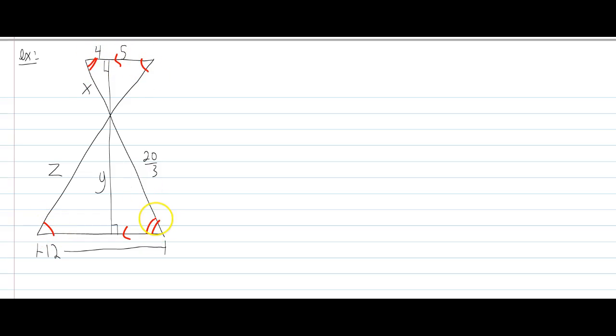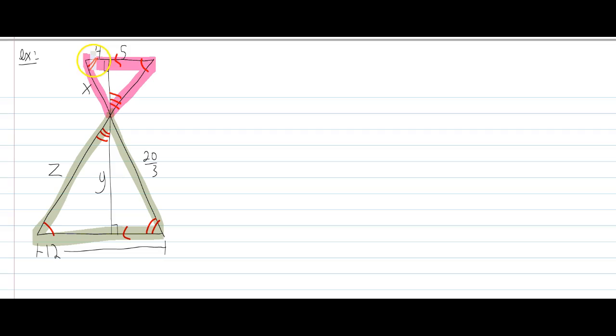So I can put some markings to show those angles are equal. Vertical angles are equal to each other. In other words, I have plenty of information to get that triangles at the top are similar to triangles at the bottom. And I'm going to start by looking at this entire triangle compared to that entire triangle.